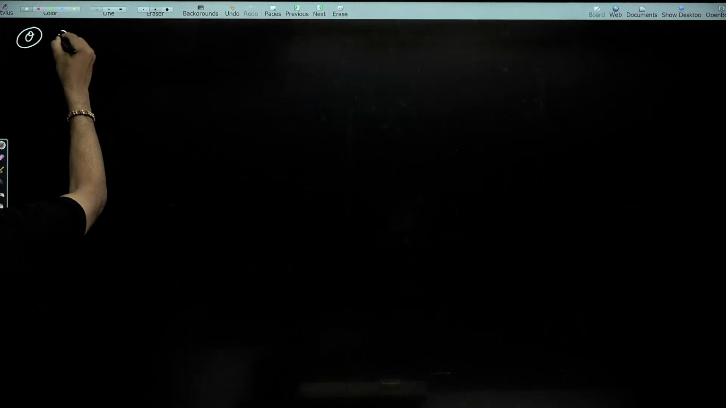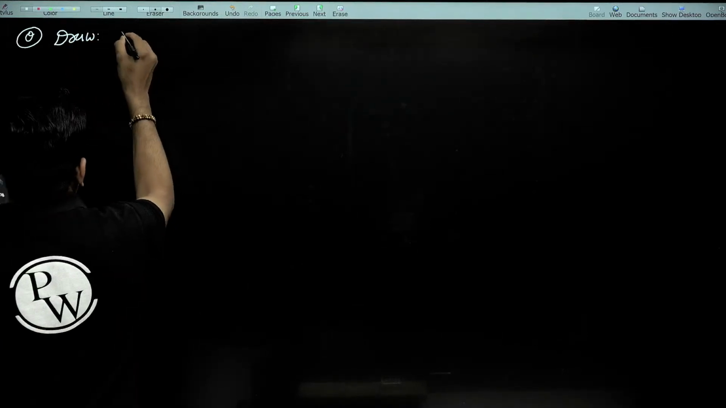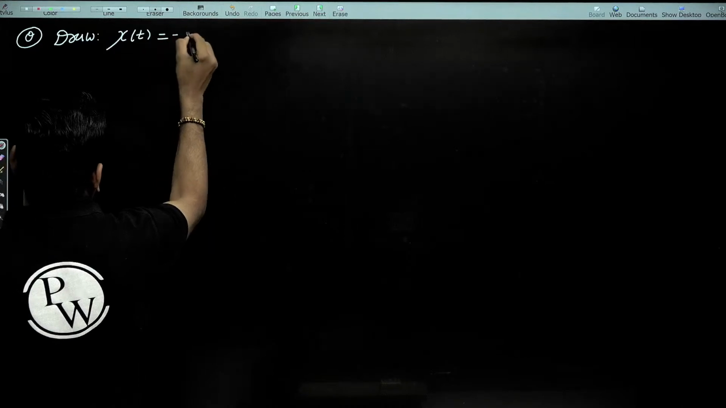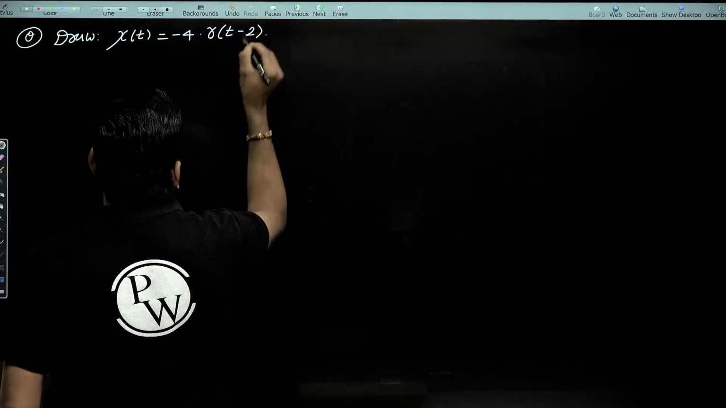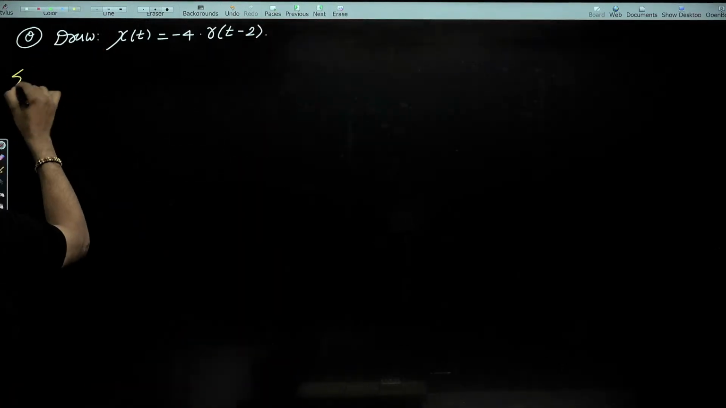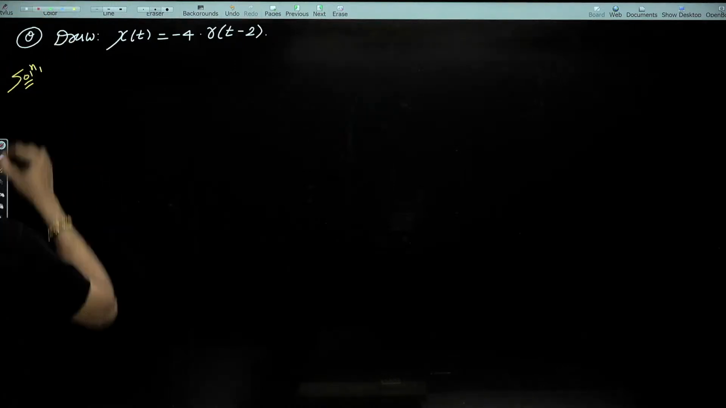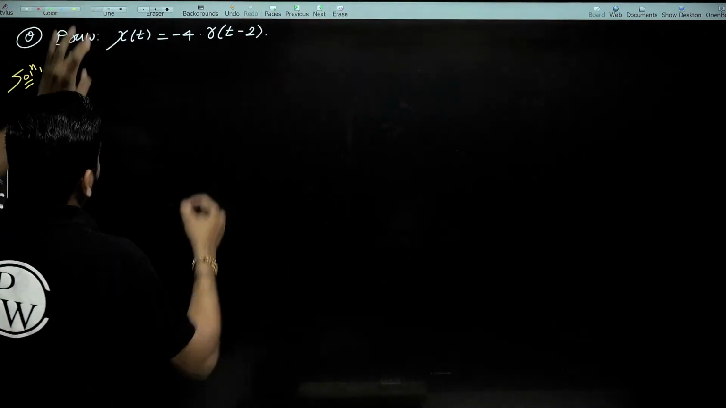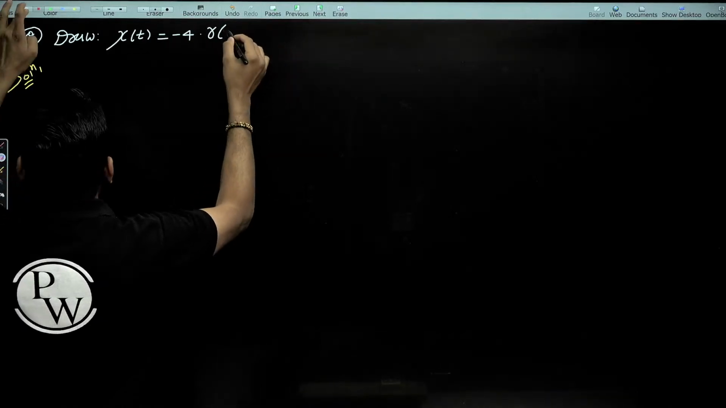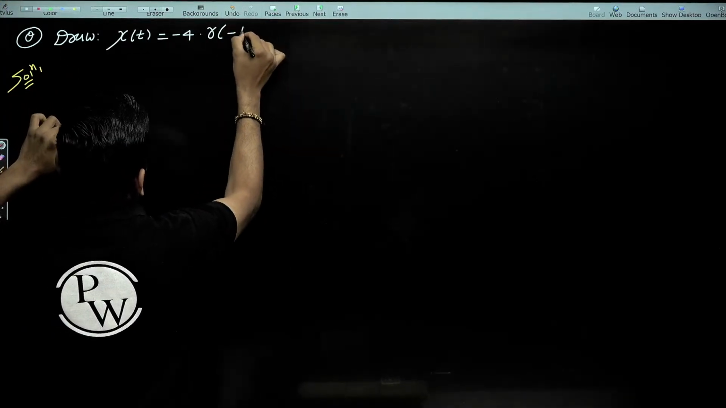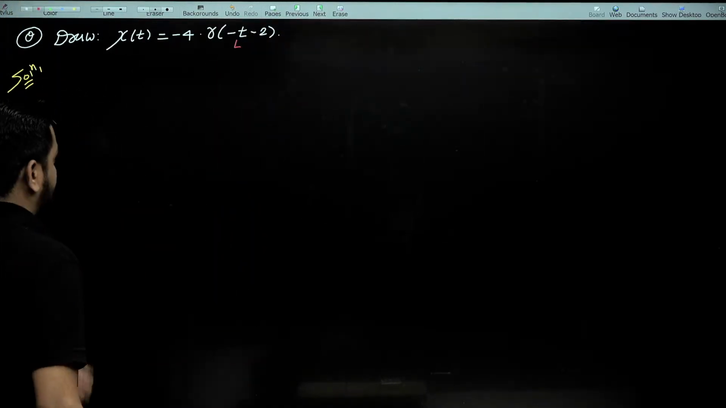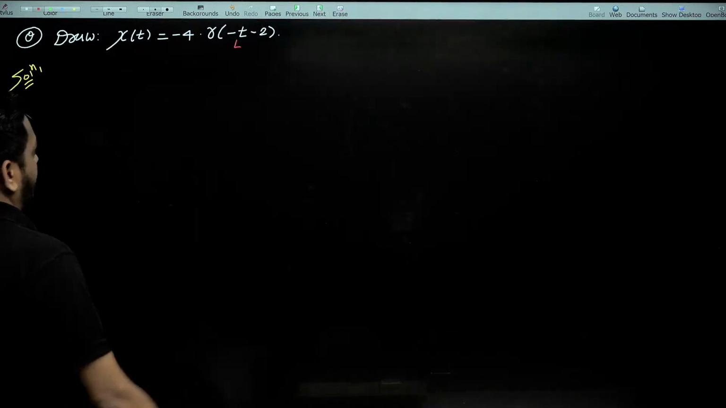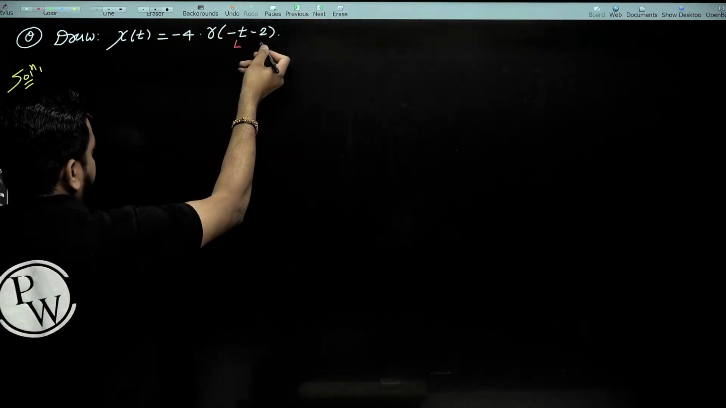Now let us take one more question. Suppose we want to draw x of t equal to minus 4 r of t minus 2. Now the direct method, shortcut. Left side or right side? Of course, here it is minus t minus 2, so this is a left-sided signal. The starting point will be the same sign, minus 2. So it will start from minus 2 going towards the left side.